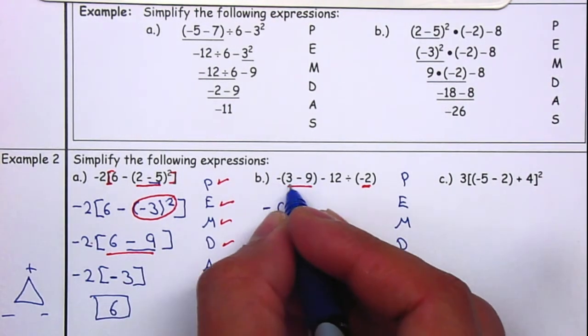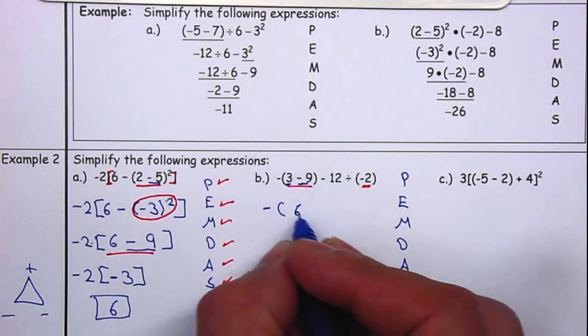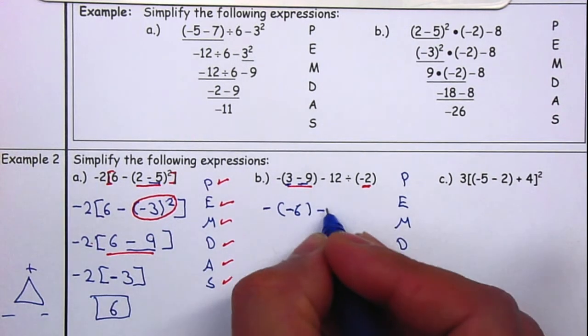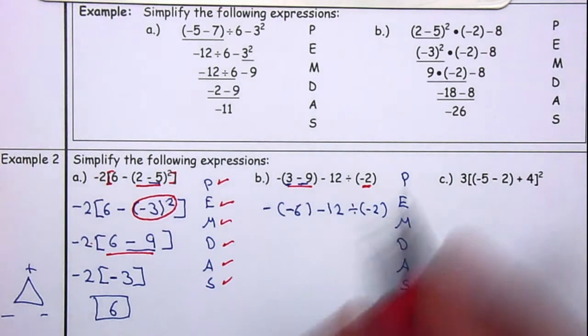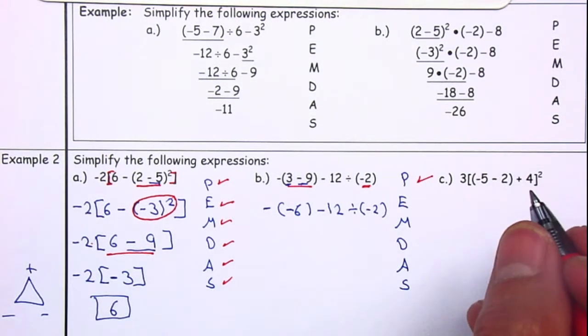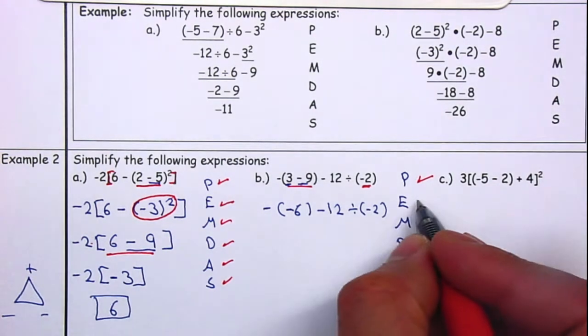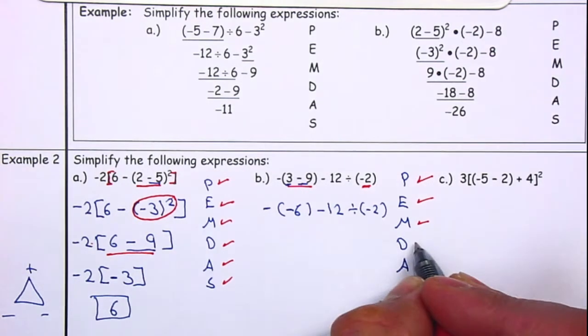3 minus 9, this is a positive, that's a negative, so we're going to subtract. Keep the sign of the bigger number. We're going to bring down everything else. 12 divided by negative 2. So we finished the parentheses, we simplified what's inside. Now, exponents. Do I have any exponents? No. Multiplication? No. Division. I do have division here.